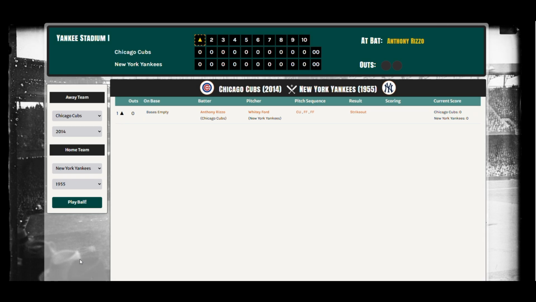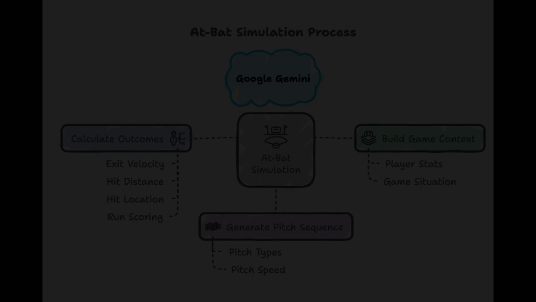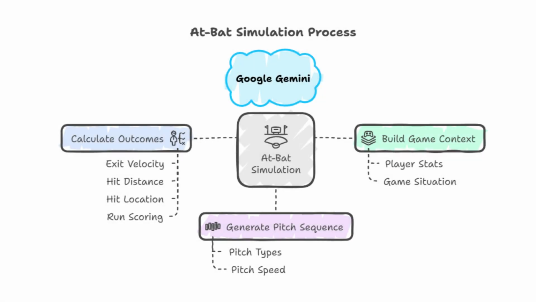The play result is determined by Google Gemini and then shown to the user. The statistics we collected earlier normalize to league statistics for the home team year. Gemini uses these normalized statistics and the current game status to determine the outcome.